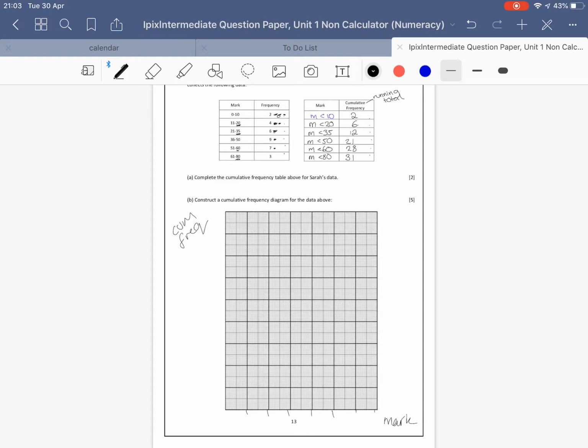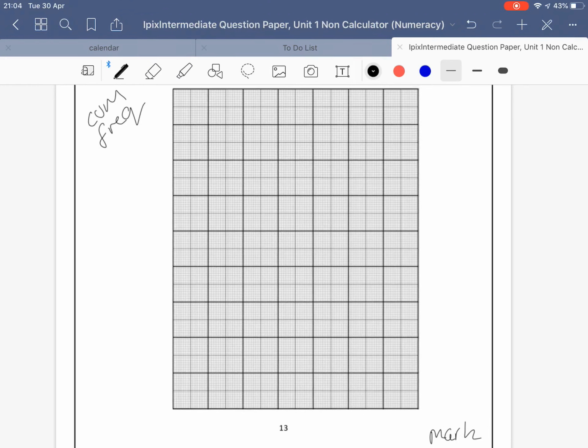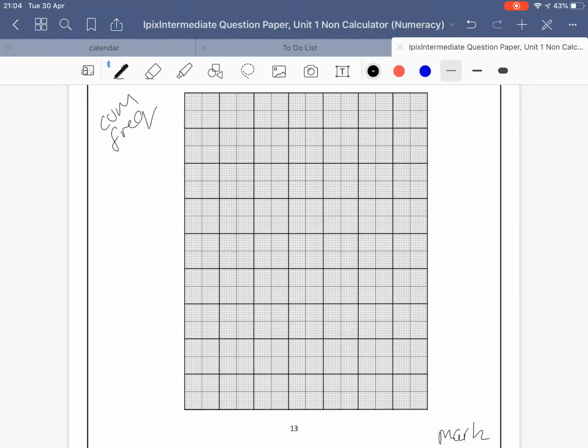Oh dear, this is going to be horrible. Let me zoom in. The marks go up to 80, and there are not 80 spaces. So I'm going to go up in 20.